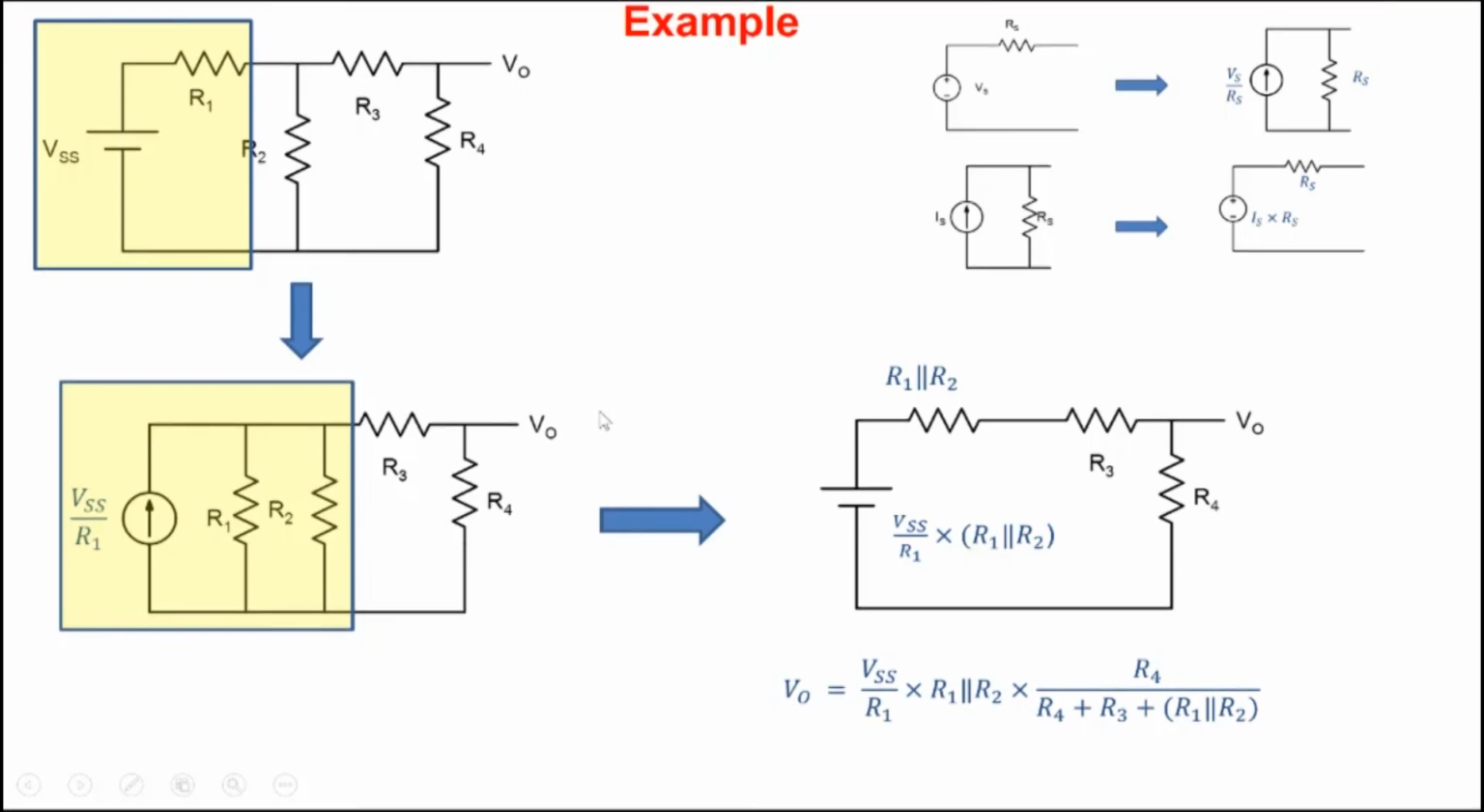We didn't do any KVL, KCL, we used series parallel resistors, and we used source transformation, and we arrived at a result. And this result also gives us a structured expression. Once you become familiar with it, you will be able to do many of these steps very quickly, and you can arrive at an answer much faster than, let's say, if you try to do a mesh analysis or other techniques that we have here.